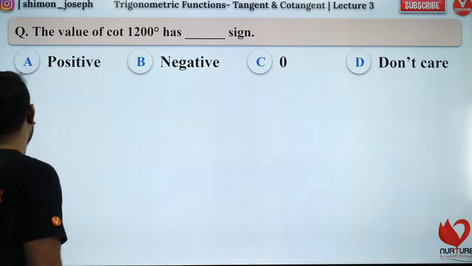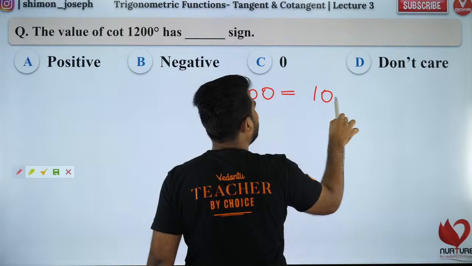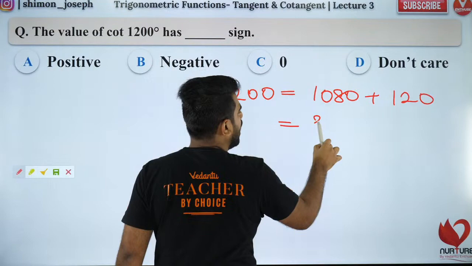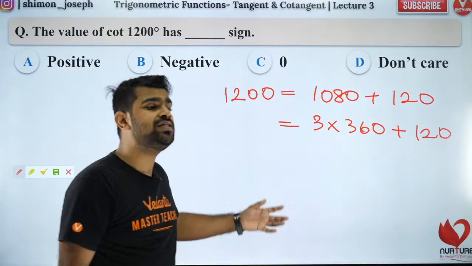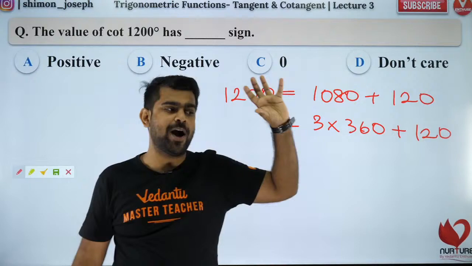So people, let's try to solve it. First of all, 1200, I will write it as 1080 plus 120. Is that okay? And what is 1080? 1080 is 3 into 360. Are you all clear with that? This is the way you have to reduce it, my dear boys and girls.